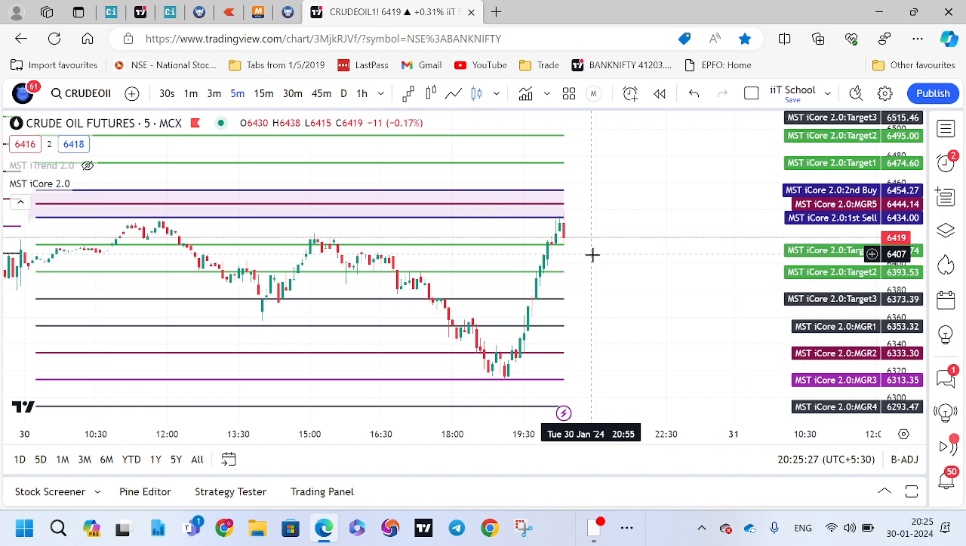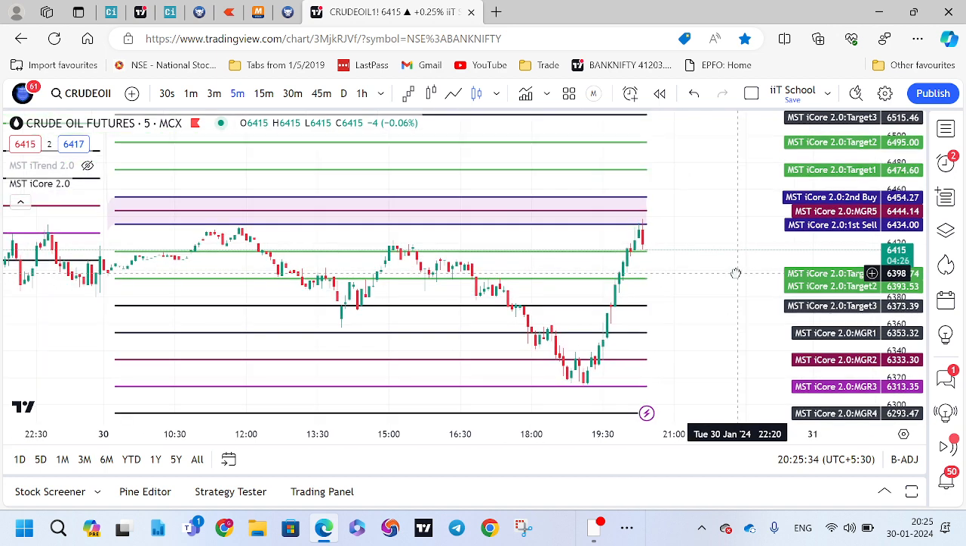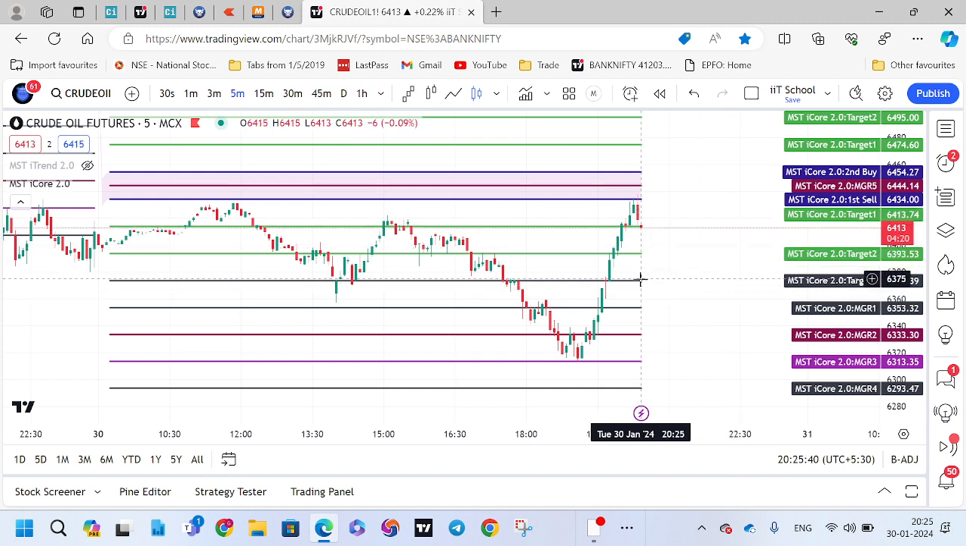In the reversal entry also we got the target. Hope this point is clear. This is very easy to understand. There is nothing difficult in our indicator, and now perfectly other targets also hit. 6413 is the low, and our target 6413.74, which is equivalent to 6414, also hit.